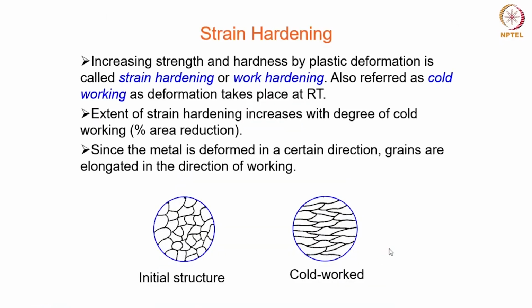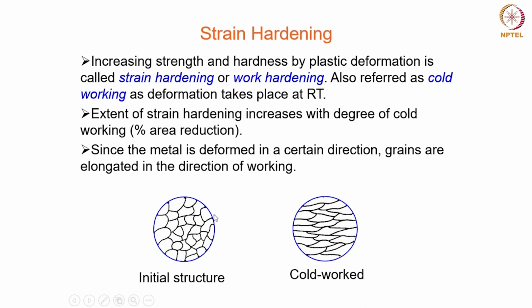Hello and welcome back. So this is the topic that we started in the previous class, strain hardening. This is nothing but deforming the metal at a temperature at which recrystallization and recovery cannot occur. And that is why this is also known as cold working. So this is primarily deforming the metal, and it also goes by this name, work hardening. So strain hardening, work hardening, or cold working are all synonymous.